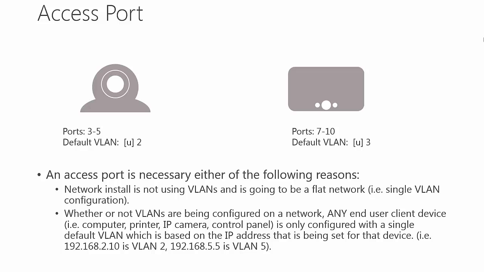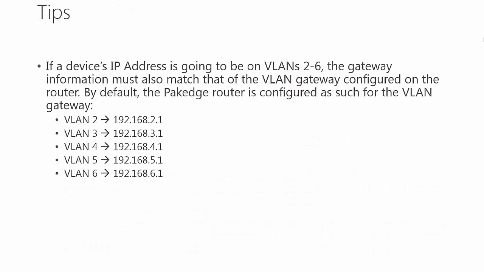Something to keep in mind when configuring your end-user devices to be set on a specific VLAN: you also need to make sure that their gateway is configured for the VLAN gateway. For example, for my ports being configured on VLAN 2, I need to make sure I place a static gateway of 192.168.2.1 to match the VLAN 2 gateway configured on my router. For VLAN 3, I need to place a static gateway of 192.168.3.1 to match the VLAN 3 gateway on my router.